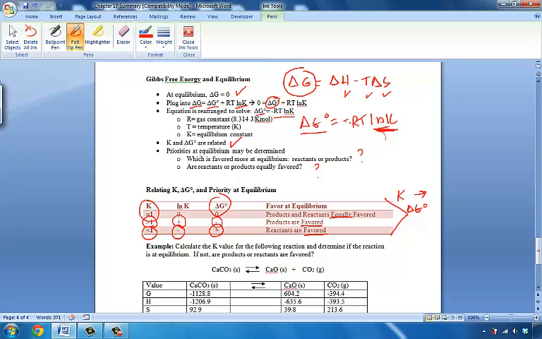That being said, let's take a look at an example where we're going to calculate K. It asks us to calculate the K value for the following reaction and determine if the reaction is at equilibrium. And if not, are the products or reactants favored?